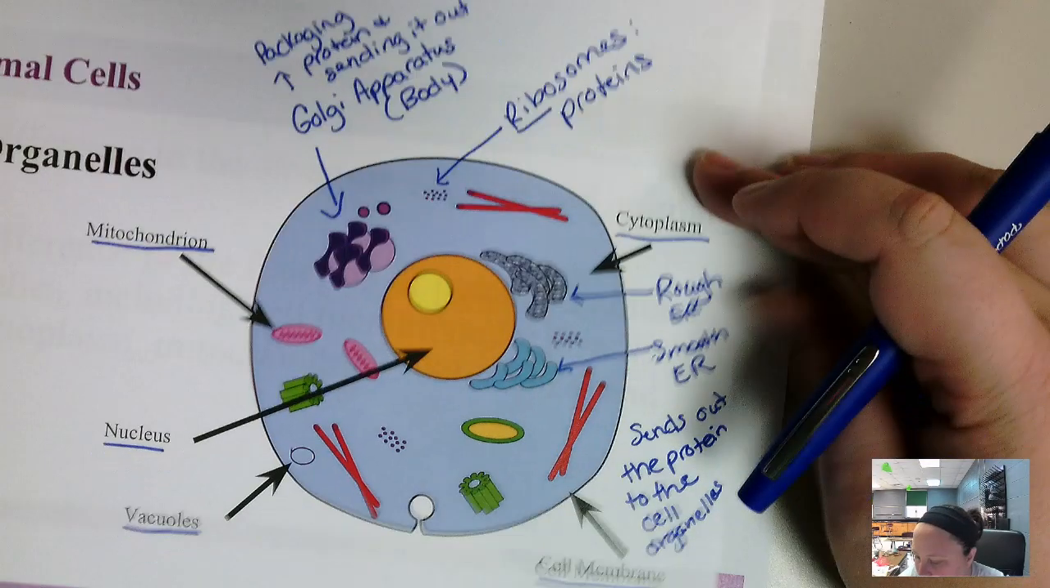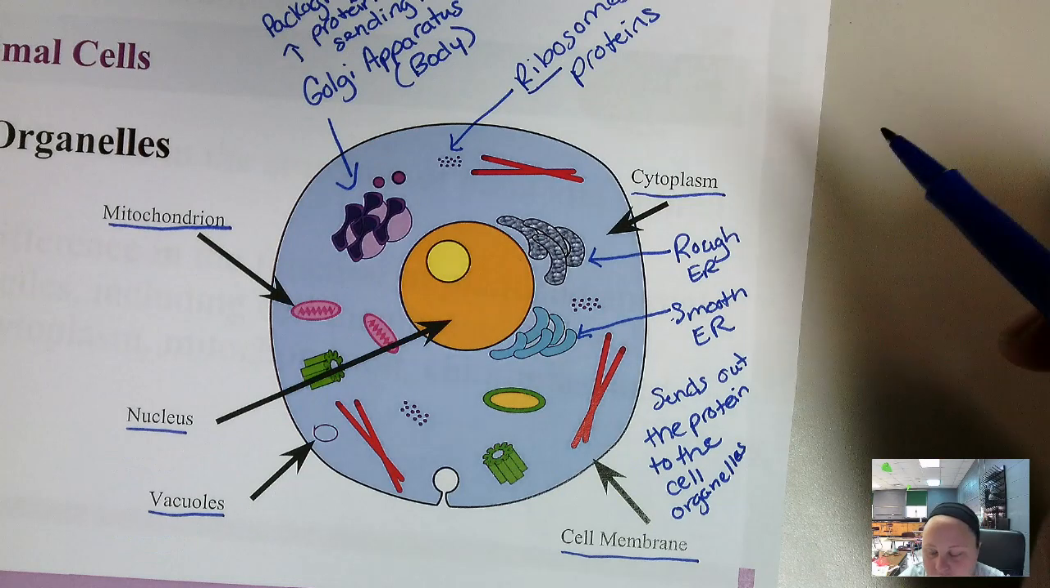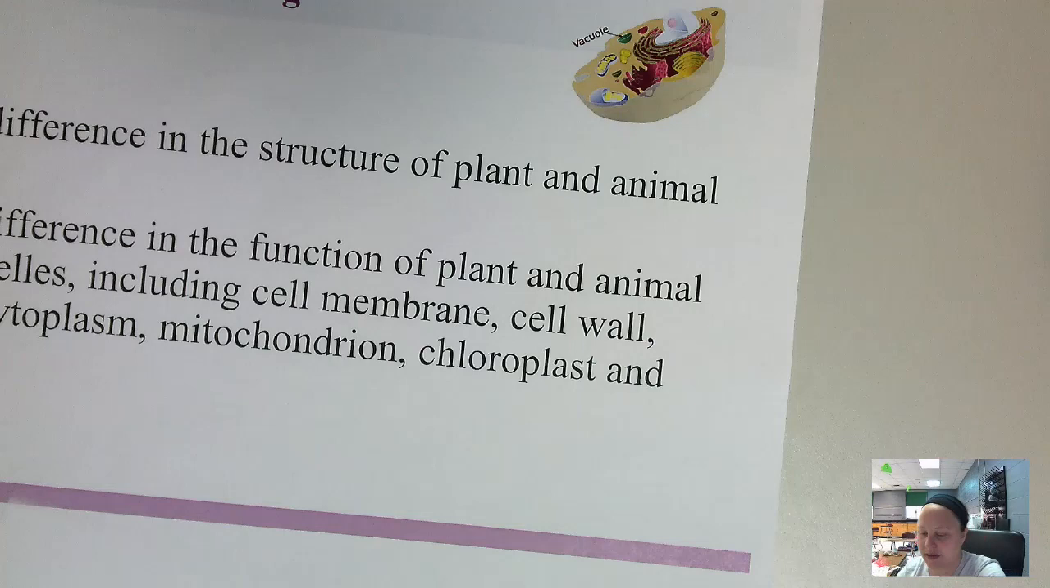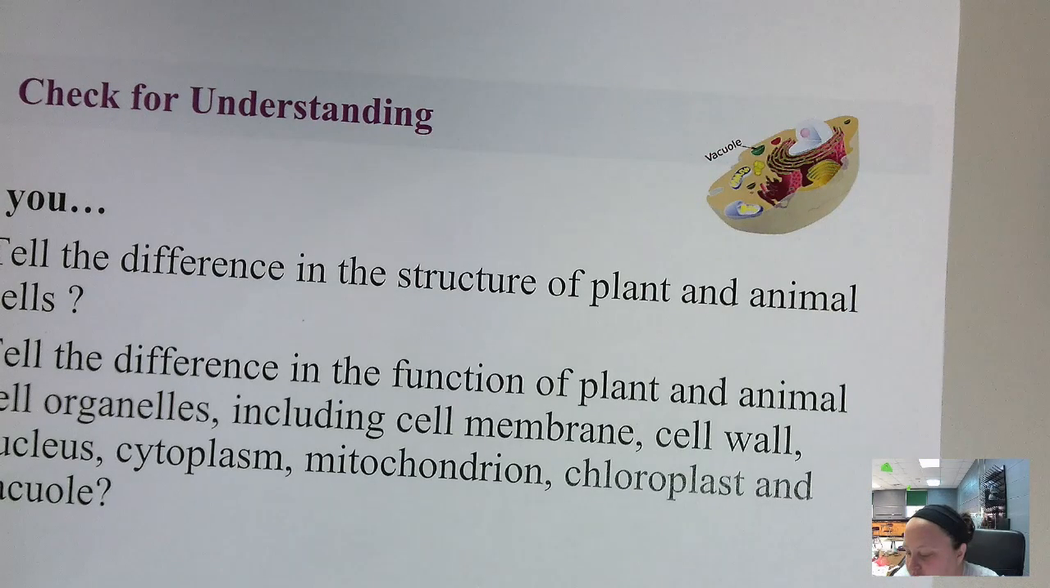Let's see. And that really is all the different ones I wanted you to know. So what we're going to look at is these last few questions. It says, tell the difference in the structure of plant and animal cells. So what are the two different plant and animal cells? Two differences.